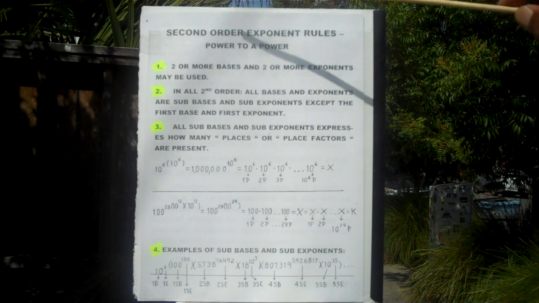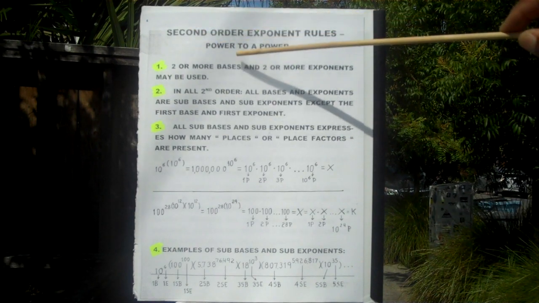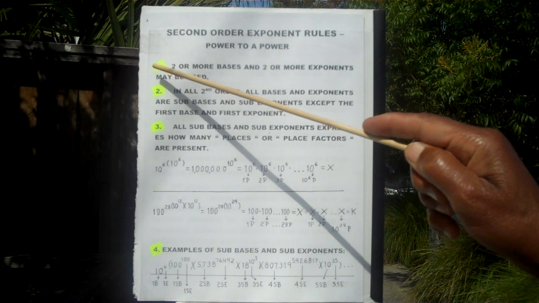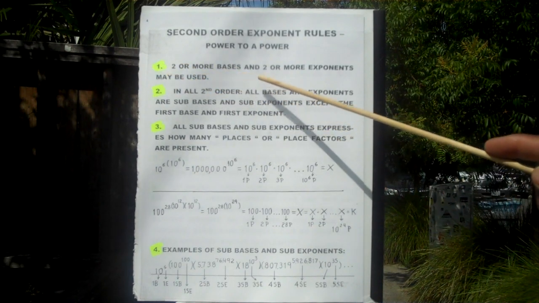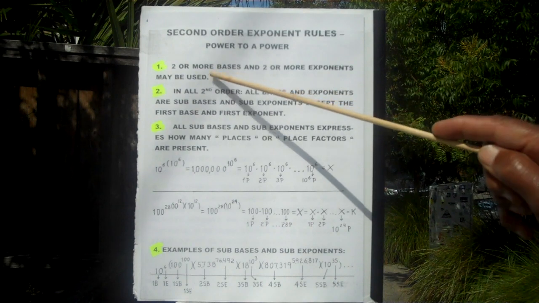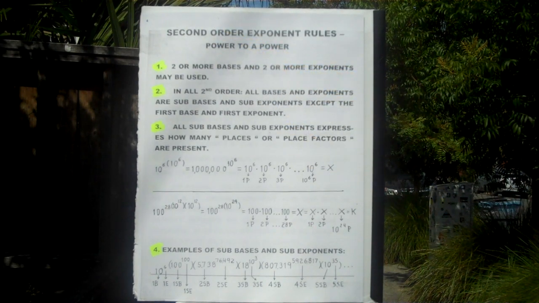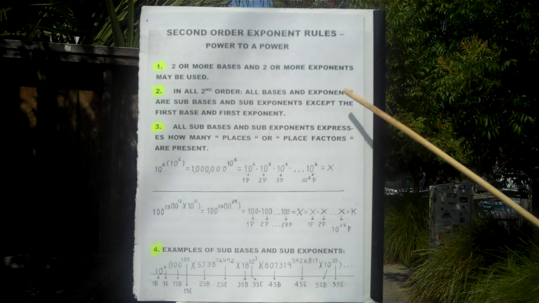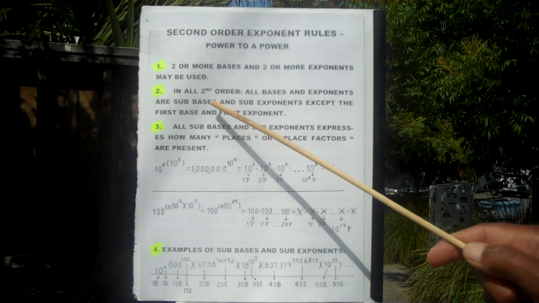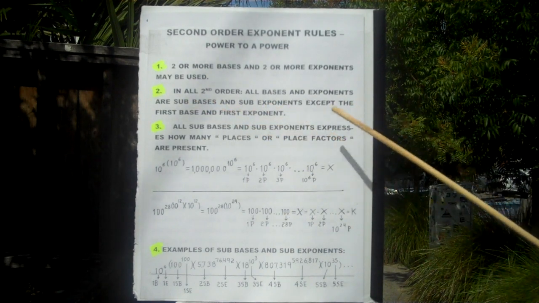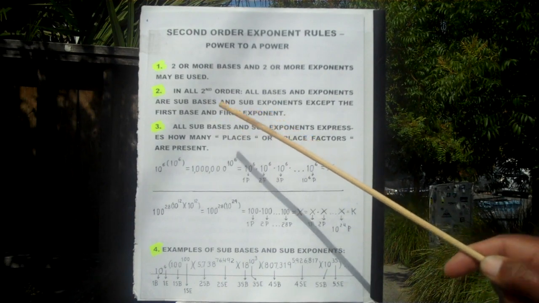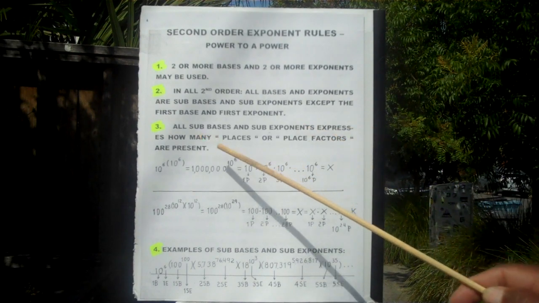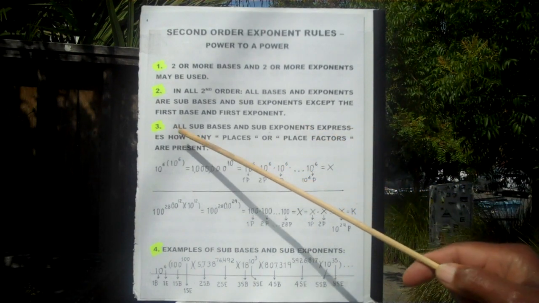We'll go to second order exponent rules. Second order power to a power rules. Number 1, 2 or more bases and 2 or more exponents may be used in second order exponent power to a power. Number 2, in all second order exponents, all bases and exponents are sub-bases and sub-exponents except the first base and the first exponent. Number 3, all sub-bases and sub-exponents express how many places or place factors are present.